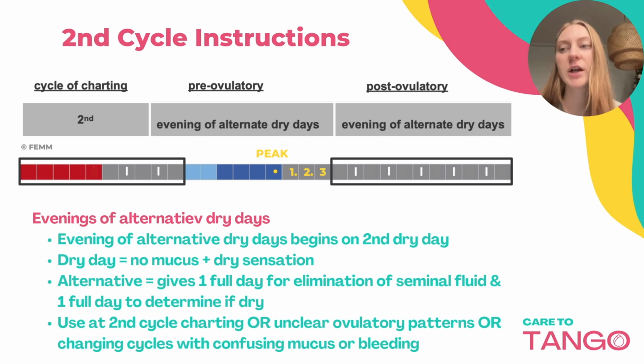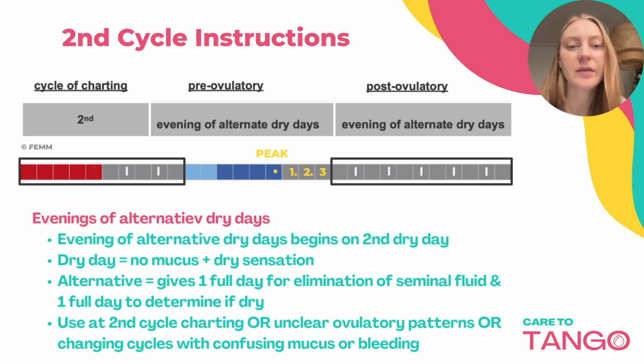You will have charted a full cycle, identified peak +3, and begun to see your pattern establish. This allows you to have more evaluation and gives you more confidence in identifying your infertile phases of the cycle and making those distinctions between biomarkers and other fluids.